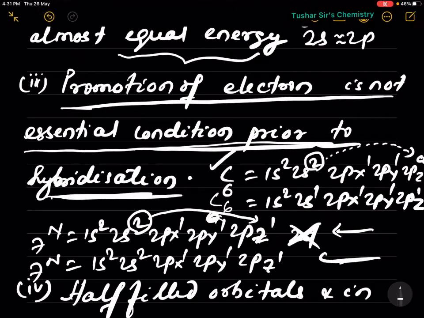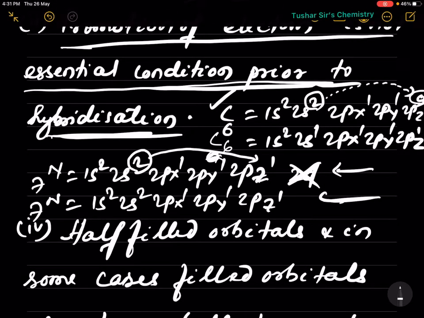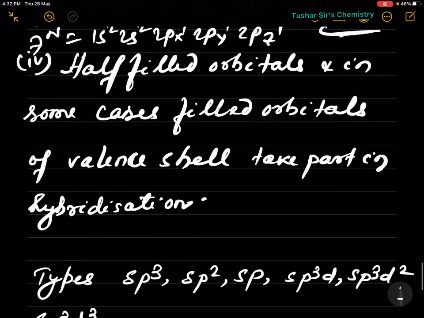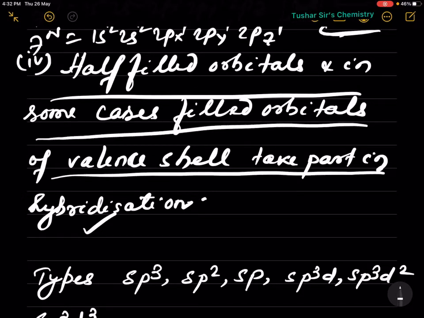In case of carbon, one electron from 2s will jump to 2pz, but in case of nitrogen, the 2s electron cannot jump because there is no vacant 2d. Half-filled orbitals, and in some cases filled orbitals of the valence shell, take part in hybridization.